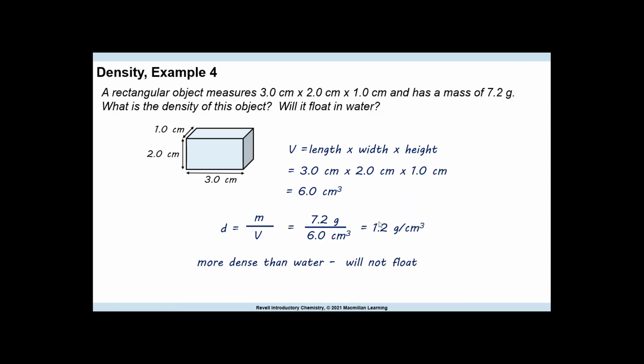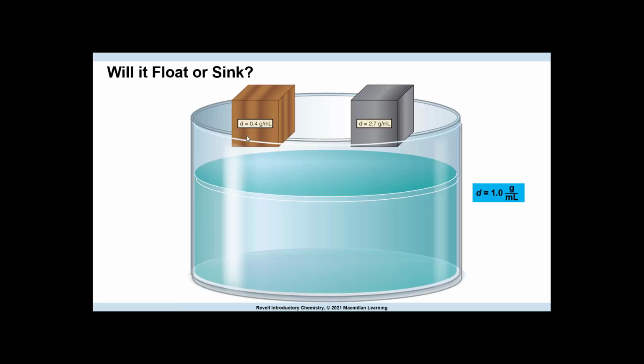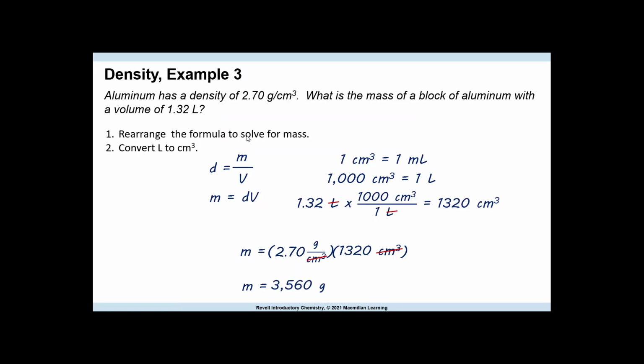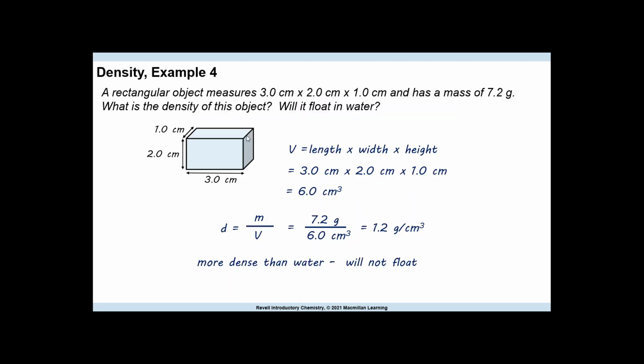A rectangular object measures 3.0 centimeters times 2.0 centimeters times 1.0 centimeters and has a mass of 7.2 grams. What is the density of this object? Will it float in water? Okay, so the first thing we need to do is get the volume. This is a perfect example of how you have to solve something else before you can do the density, just like the previous problem. This is very normal for density problems.